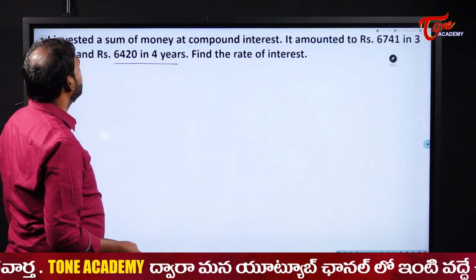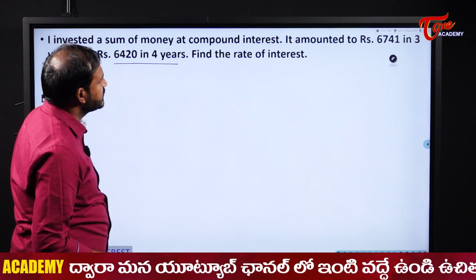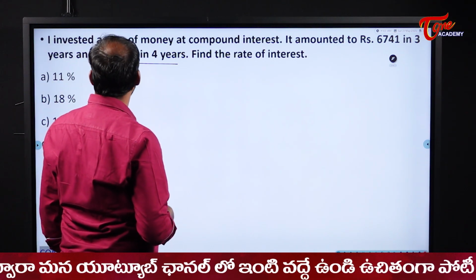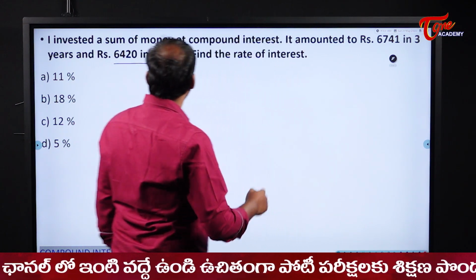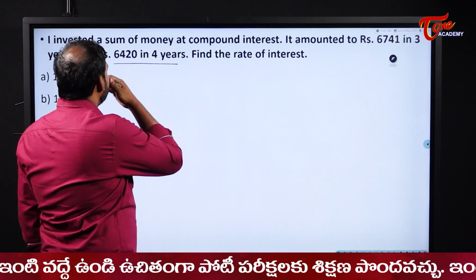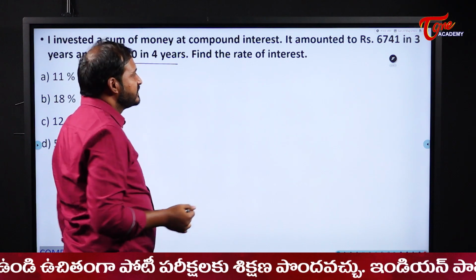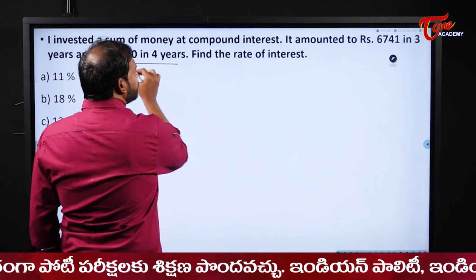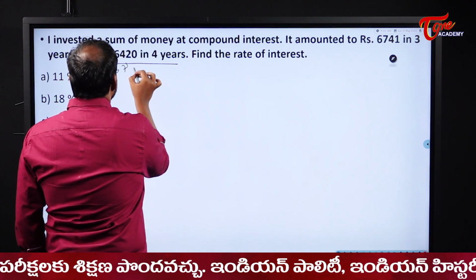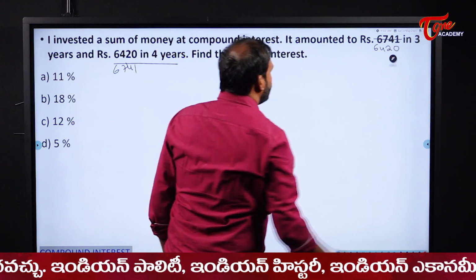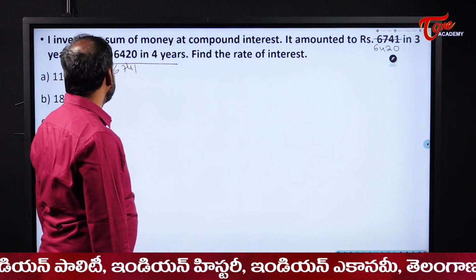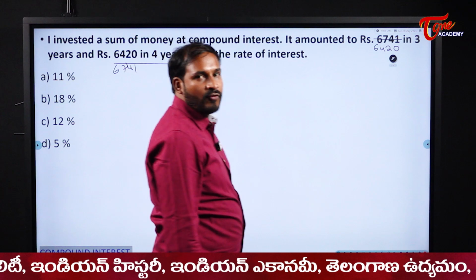Okay. Find the rate of interest. There is some change here, students. Why? What is the reason? What is the mistake here? That is 3 years and this is 4 years. That means definitely it should increase, right? So, please change that money to this one, 6741 to this one and 6420 to this one. Okay, 6420 in 3 years and 6741 in 4 years.